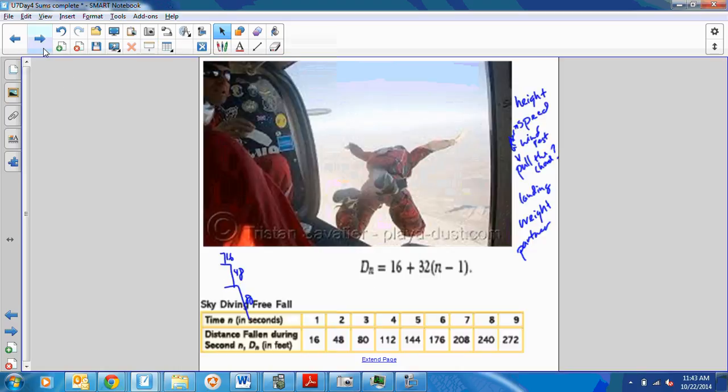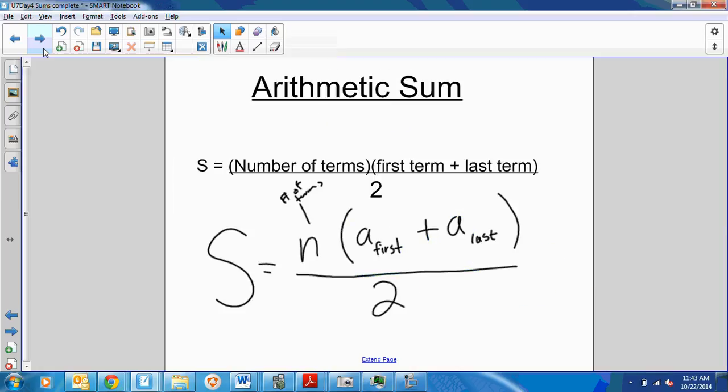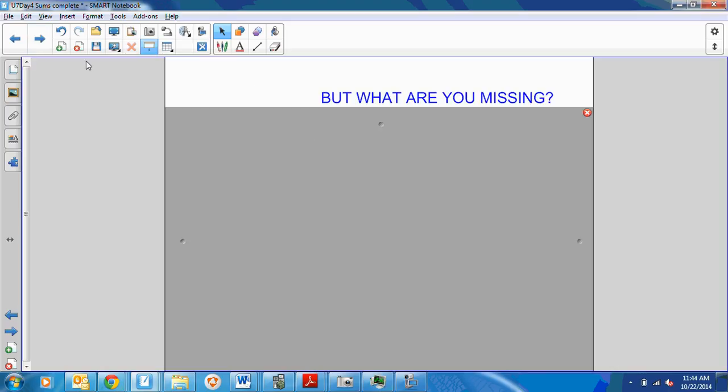is. But then we ran into arithmetic sums. So we talked about Gauss a little bit. This is the Gaussian formula for finding the sum. It takes the number of terms times the first term plus the last term, all divided by 2. So I want to look at some problems that we would give you where you're missing some things.